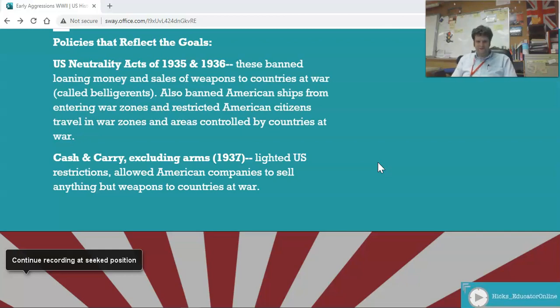This lifted a lot of the restrictions and allowed American companies to sell anything but weapons to these countries. And essentially the rule of cash and carry was you had to pay for the items before you shipped them in your own ships. Well, that's the basic idea of that. But keep in mind America's isolationist policies of the 1930s: the United States' goal was to avoid getting dragged into a foreign conflict, but still make money at the same time.